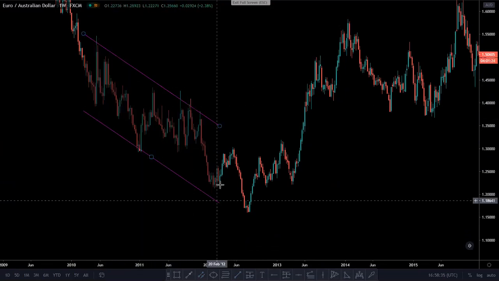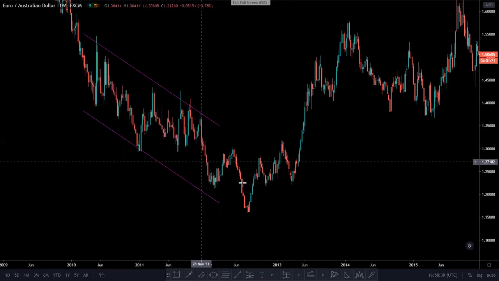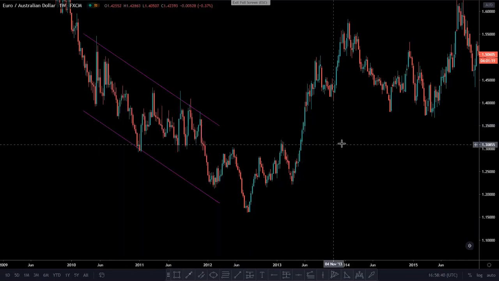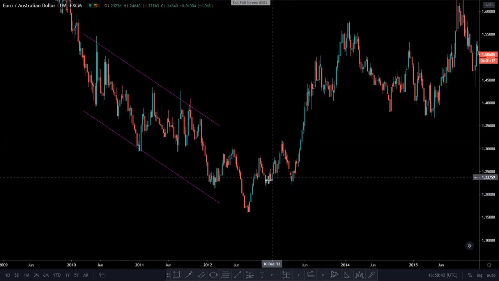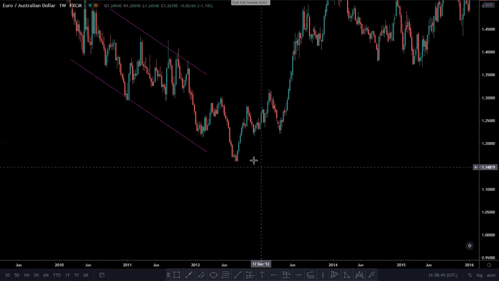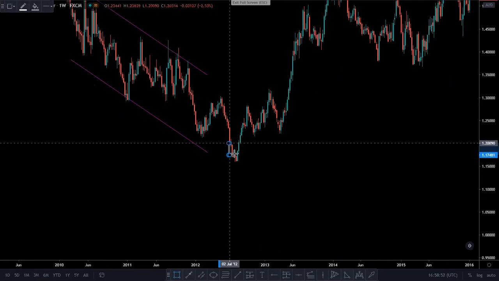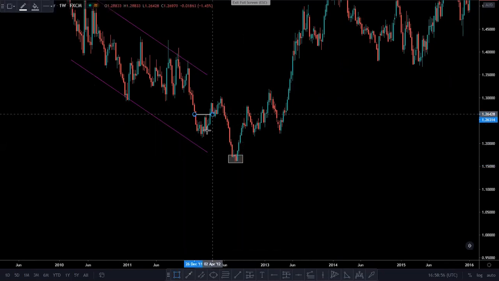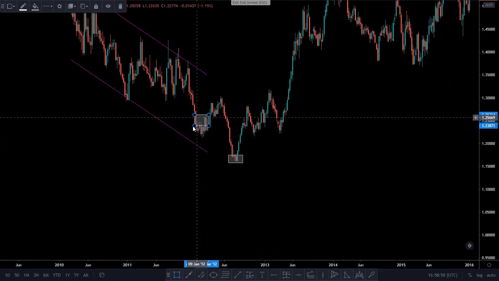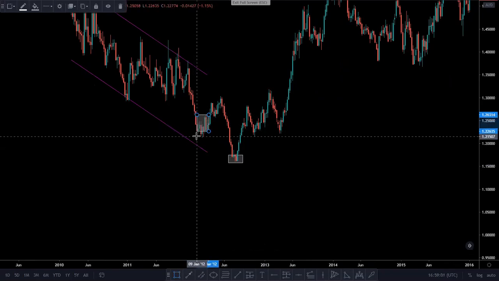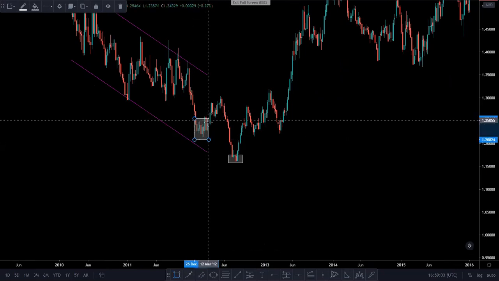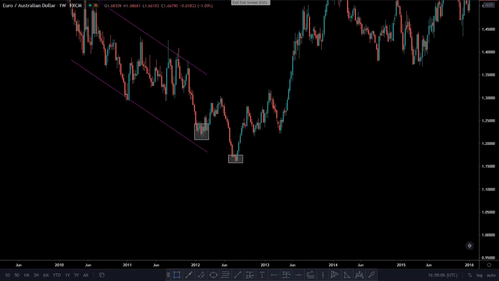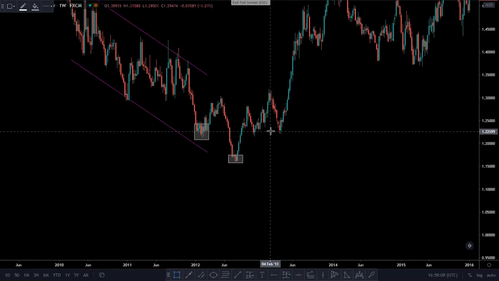Okay, and then you notice we form some sort of valley here. So this is very critical, and clearly you can see that this low stands out from the rest. So you have to mark this. This will be your head, left shoulder, and then this is the right shoulder.